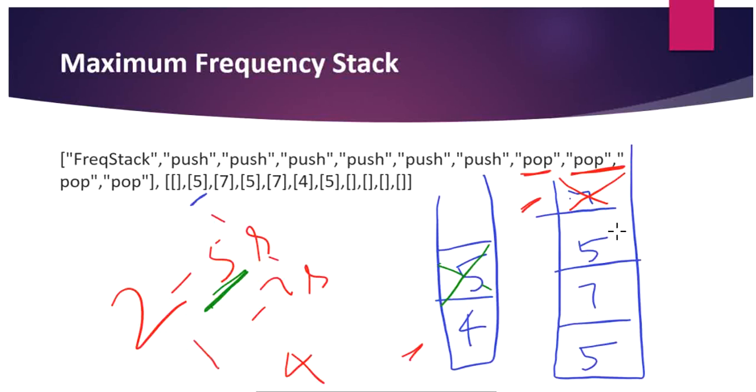Again another pop operation. In this case you have to check the most frequent element. The most frequent element is going to be 5 again, so we are going to pop 5. Now 5 becomes only one in the stack.